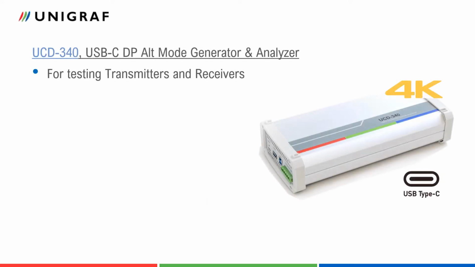UCD-340 is a compact-sized USB-C DP alternate mode generator and analyzer. UCD-340 can be used for testing USB-C transmitters like smartphones, tablets, and laptop PCs, and receivers like monitors, virtual reality headsets, or display adapter dongles. UCD-340 supports video resolutions up to 4K at 60 Hz.